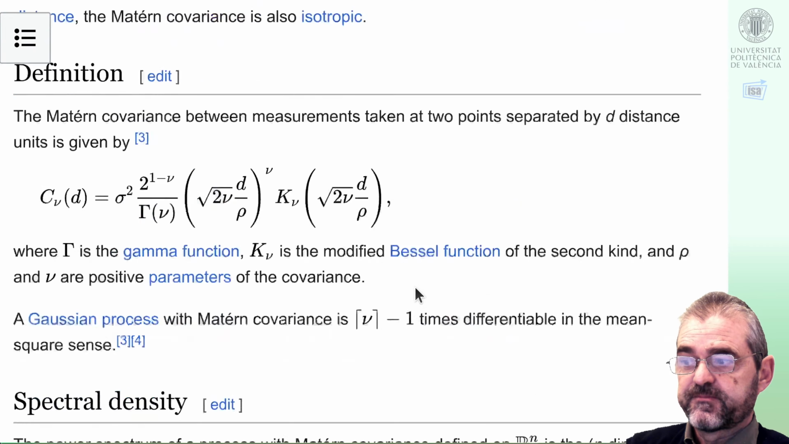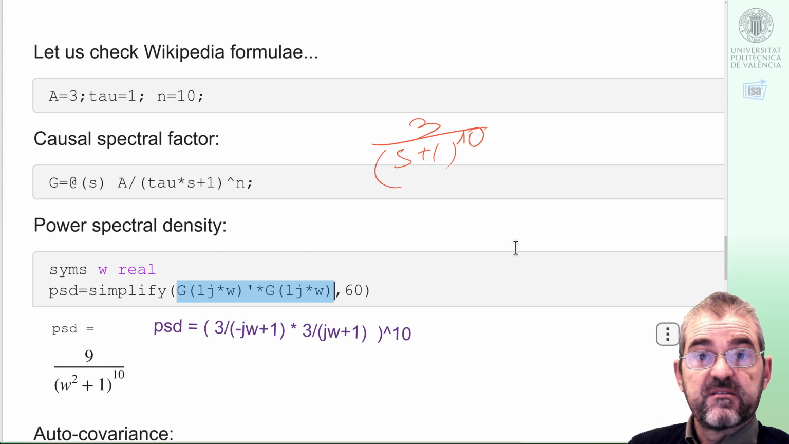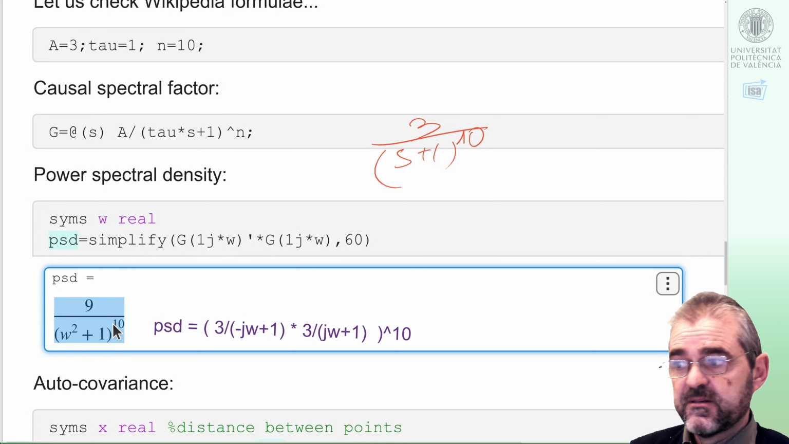So, with these interpretations, now let us try to recover this formula for the Matérn covariance, and the spectral density in Wikipedia. So, we will analyze this finite order filter 3 over s plus 1 to the 10th power, 10 poles s equal minus 1, and then this thing will be the spectral factor, and the power density will be the square of the modulus. So the square of the modulus of a complex number can also be expressed as the product of it times its conjugate, and that's what we are doing here. And so the power spectral density ends up being this formula.